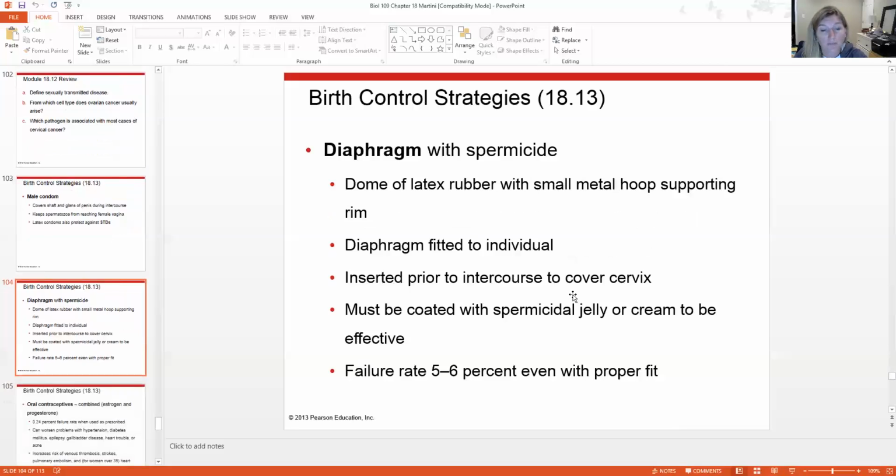There's also a diaphragm. The diaphragm can be used with spermicide. It's basically a dome of latex rubber, and it fits into the female. It has to be individually fitted, so you have to make an appointment to get fitted for it. It's inserted prior to intercourse to cover the cervix, and it has to be coated with that spermicidal jelly in order to be effective. It has a 5 to 7% failure rate, even if it's fitted properly.